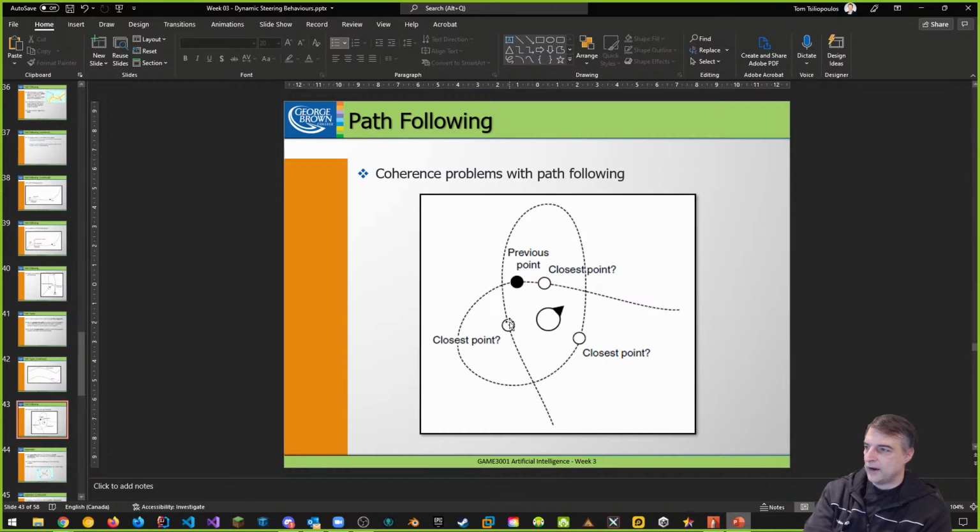So I start here, and here's the closest point. I'm adhering to the path. Then I get to this point, and I'm like, okay, where's the closest point? This one, this one, this one, especially if somehow my turn rate puts me in the middle, like this. That could be an issue. That could be a conflict with the path, if I have multiple places that I can be that are the closest point.